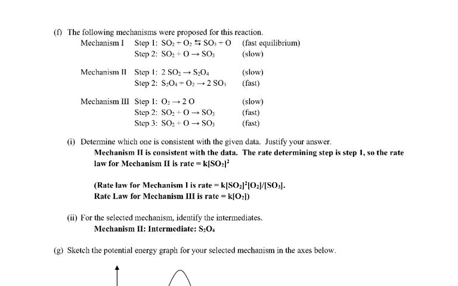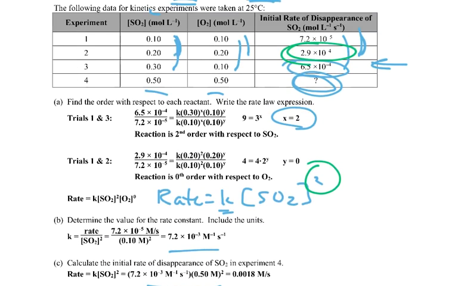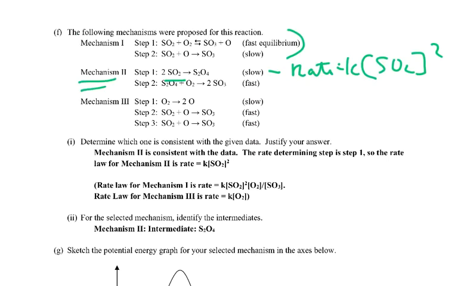The following mechanisms are proposed for this reaction. So fast equilibrium in front of a slow step, slow step, slow step. So determine which one is consistent with the given data. Justify your answer. Well, this one's going to be a little bit of a pain because it's got equilibrium stuff. So I'm going to start with this one here. So this is slow step, so the rate is equal to K times SO2 squared, and that actually was, if we go back to what we were doing before, the rate law, SO2 squared, so this one is consistent.